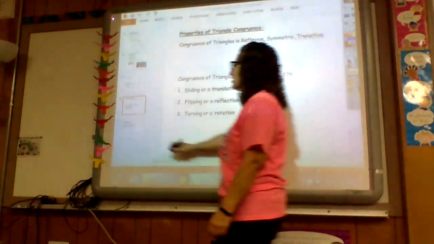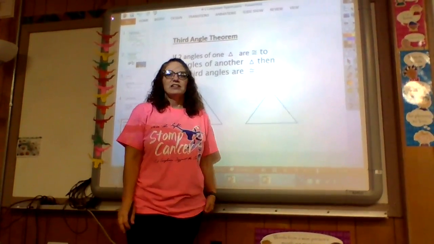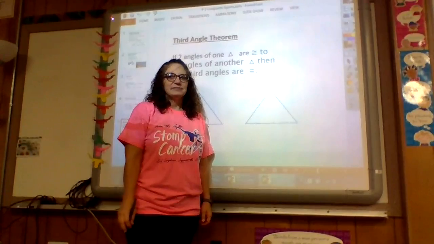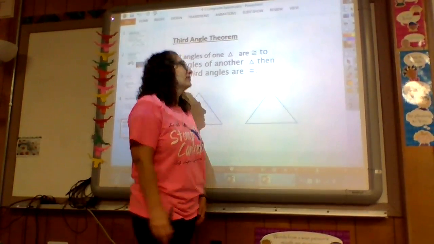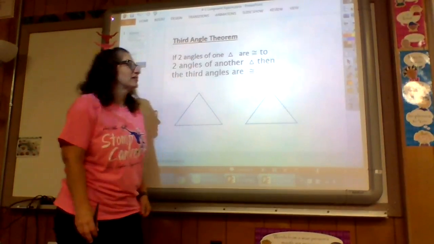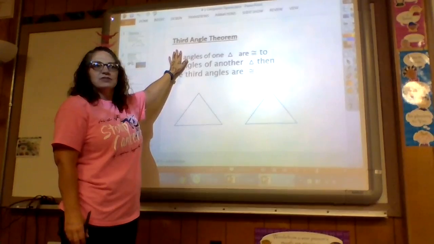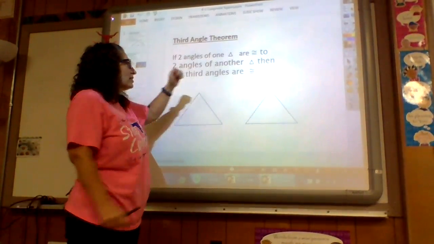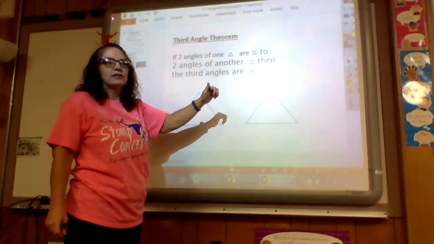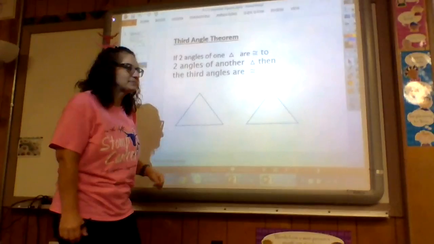Now let's talk about the triangle theorem that we put into your journal also, and then we'll get our assignment. So, the third angle theorem, let's see if this makes sense. If 2 angles of one triangle are congruent to 2 angles of another triangle, then the third angles have to be congruent.